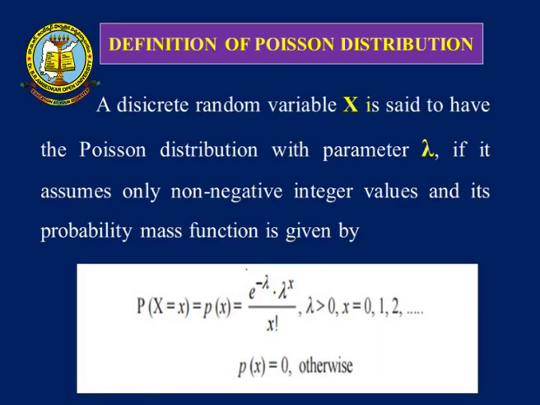So, the definition of Poisson distribution: a discrete random variable x is said to have the Poisson distribution with parameter lambda if it assumes only non-negative integer values and its probability mass function is given by P(X = x) = p(x) = e to the power of minus lambda into lambda power x divided by x factorial, where lambda greater than 0 and x takes the values 0, 1, 2, 3 and so on. Otherwise, the probability mass function p(x) is equal to 0. This is the probability mass function of the Poisson distribution.